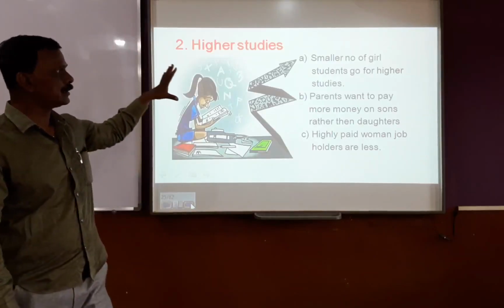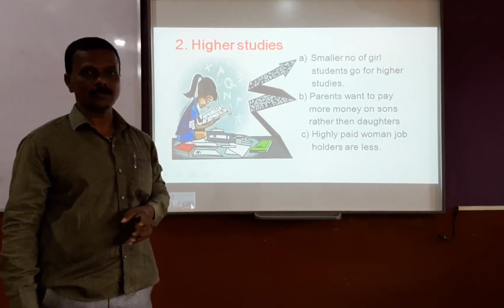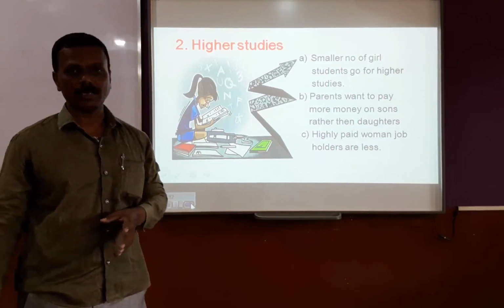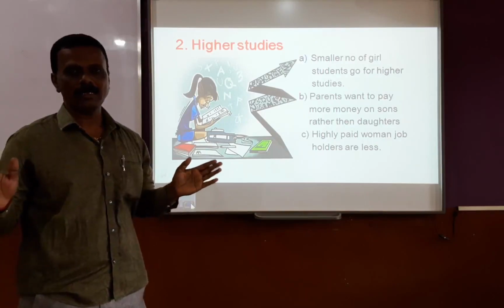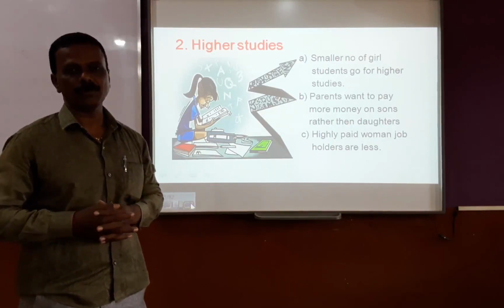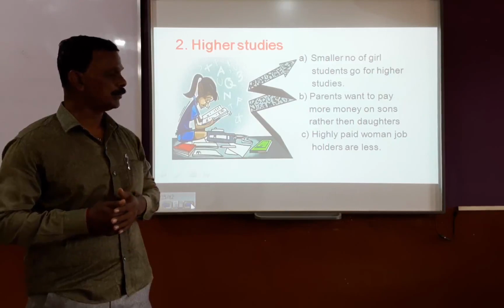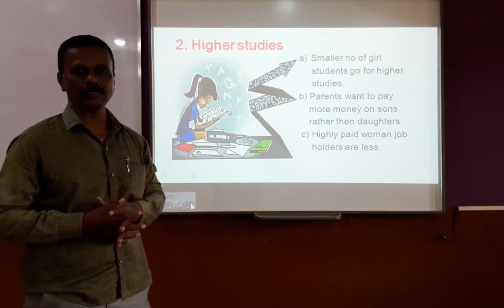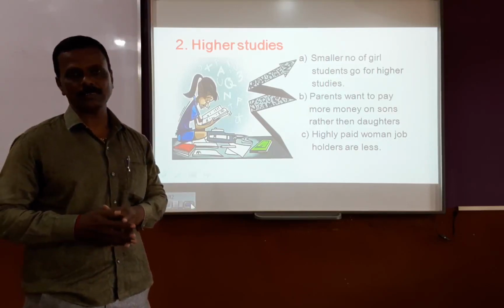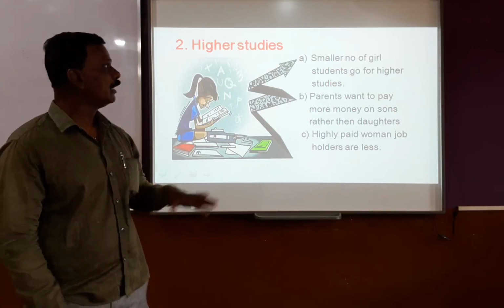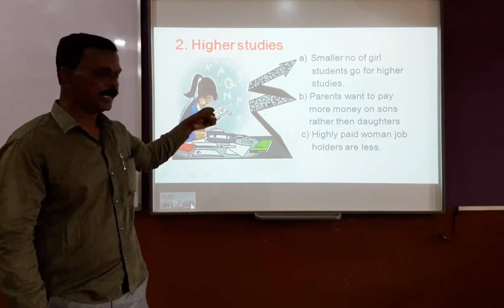Second one, higher studies. A smaller number of girl children are going for higher studies, and highly paid women jobs are also very few. What is the reason behind it? Parents want to spend more money on sons rather than daughters, and give more importance to sons. Because of that, girl children are not opting for higher studies as well as high paid jobs.